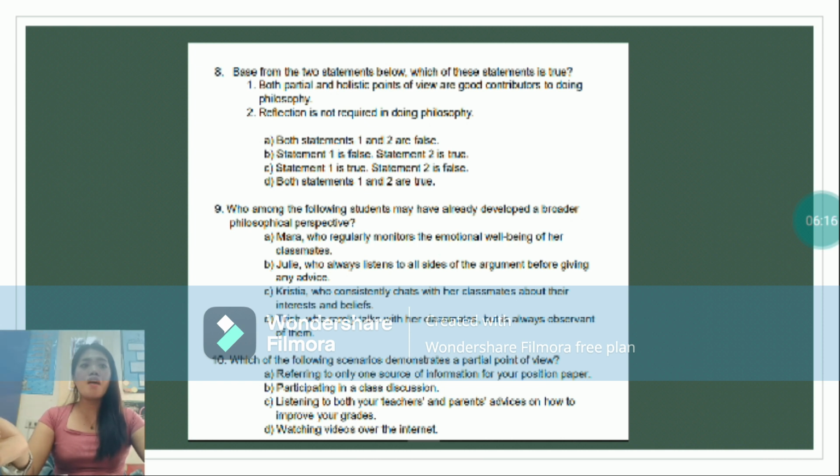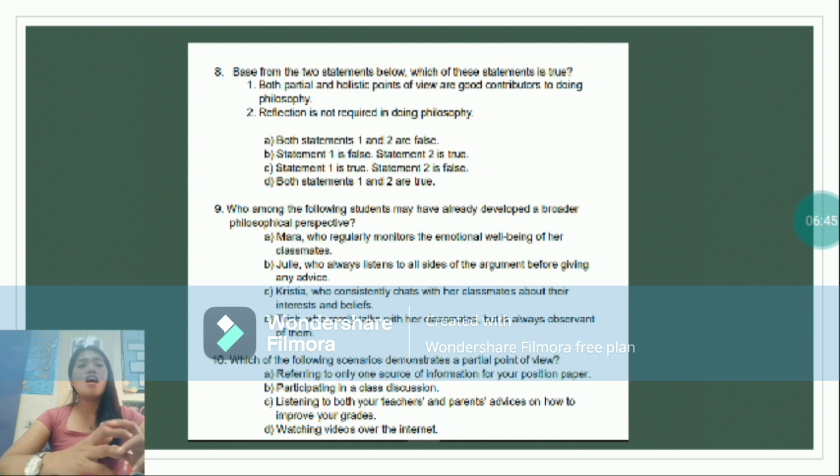A, Mara, who regularly monitors the emotional well-being of her classmates. B, Julie, who always listens to all sides of the arguments before giving any advice. C, Christia, who consistently chats with her classmates about their interests and beliefs. D, Trish, who rarely talks with her classmates but is always observant of them.